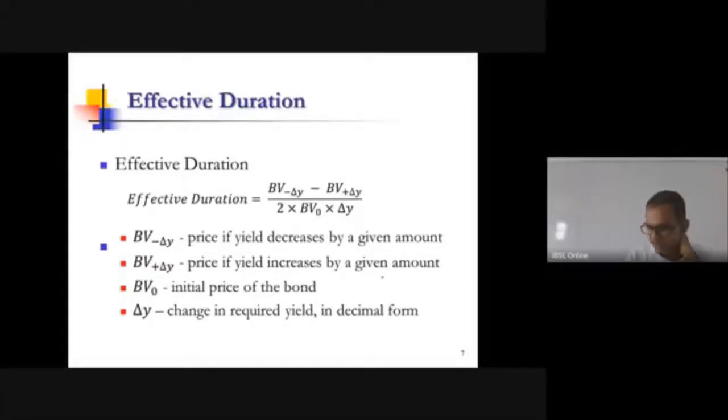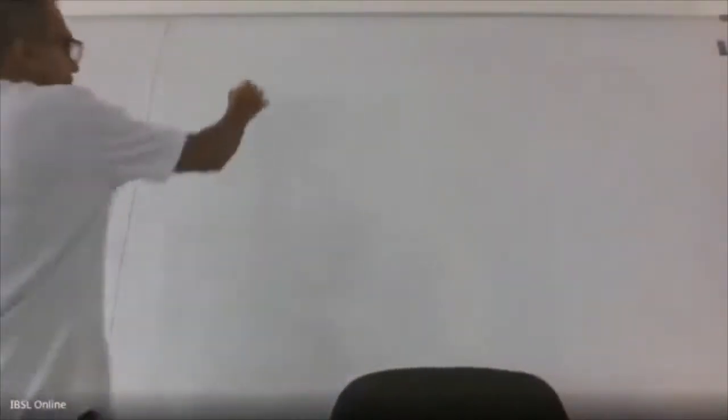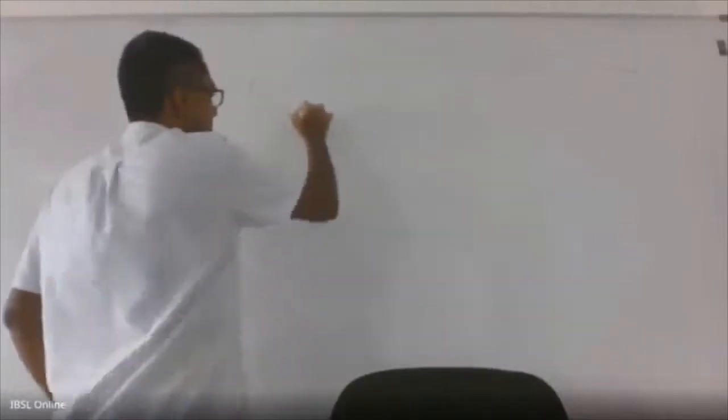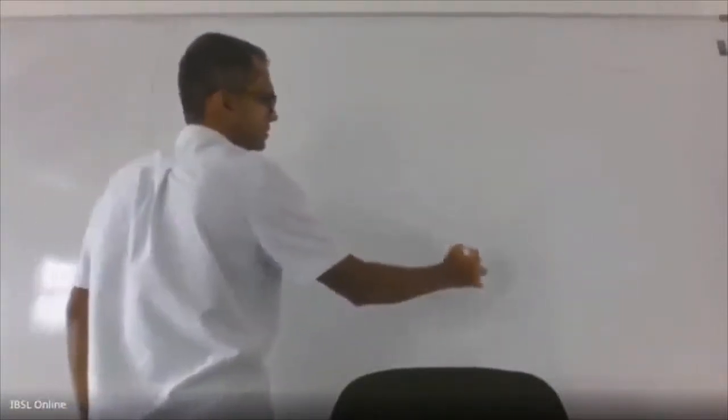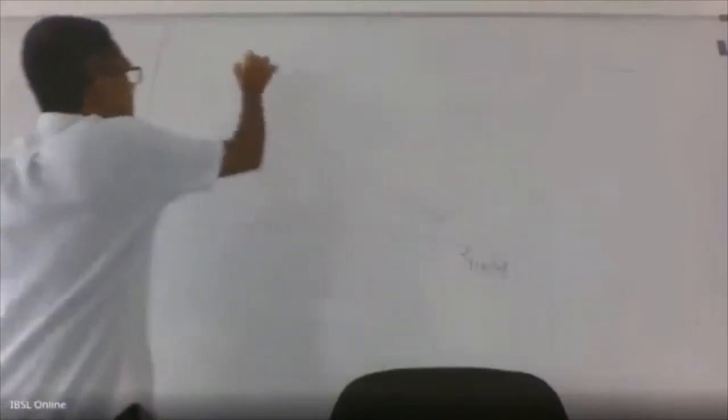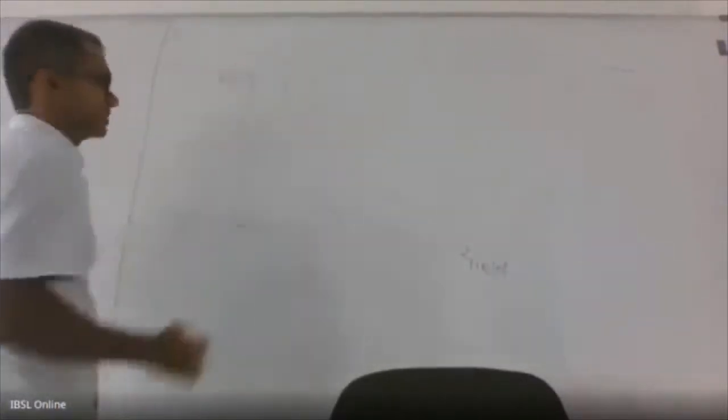This effective duration is a shortcut to calculate the duration; for you it's enough to know that. What do we do? This is the yield-price relationship.